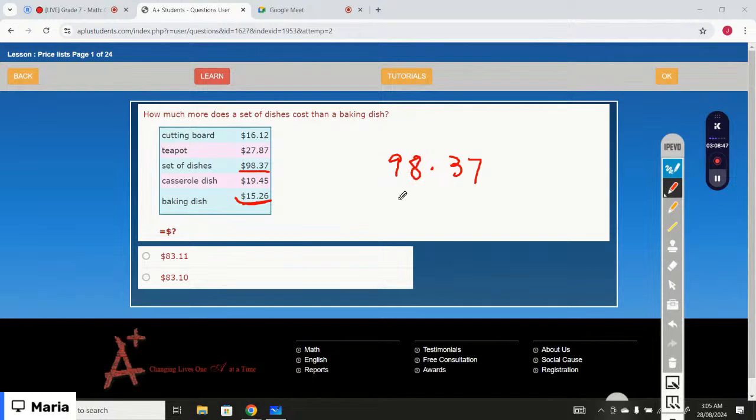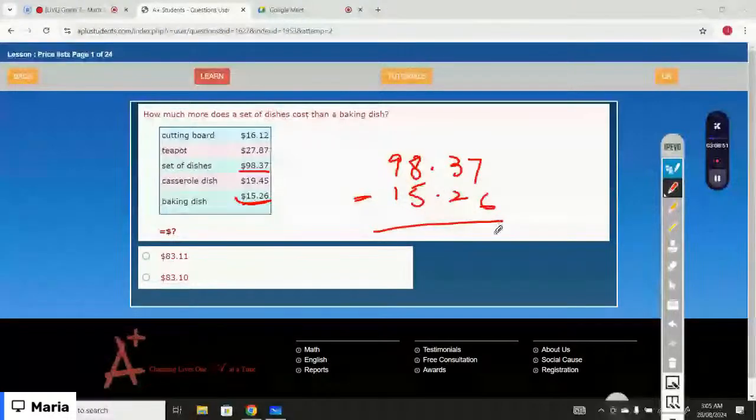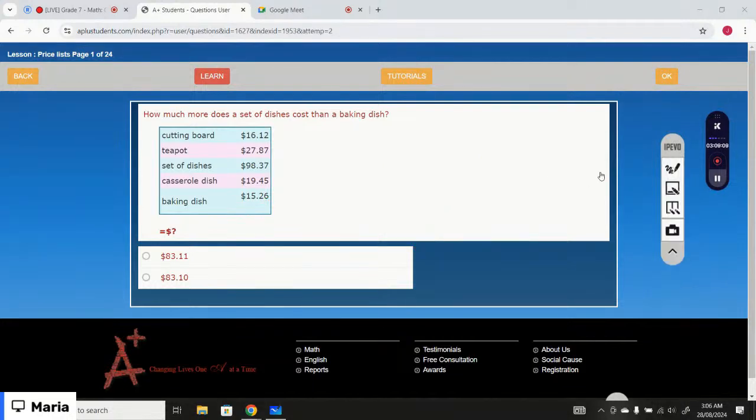So the set of dishes is 98.37. Just take away 15.26. 7 take away 6 is 1. 3 take away 2 is 1. 8 take away 5 is 3 and 9 take away 1 is 8. So the correct option is $83.11. That is option number 1. That means the set of dishes costs $83.11 more than the baking dish.